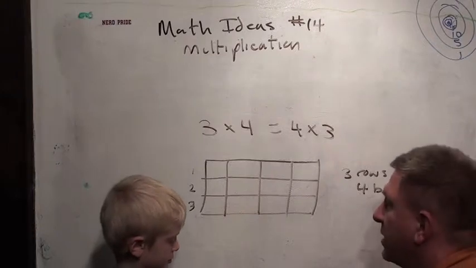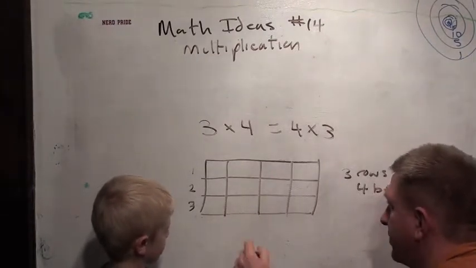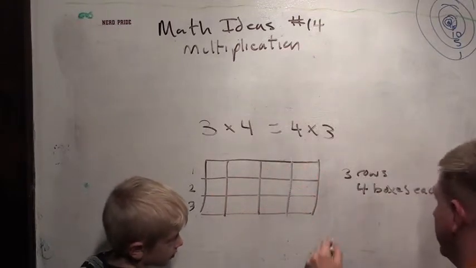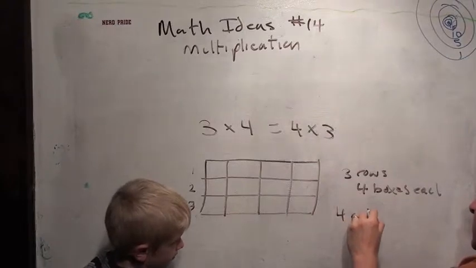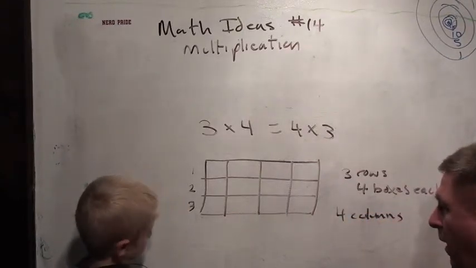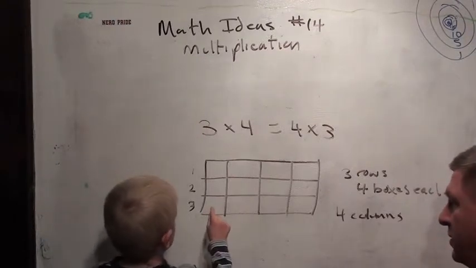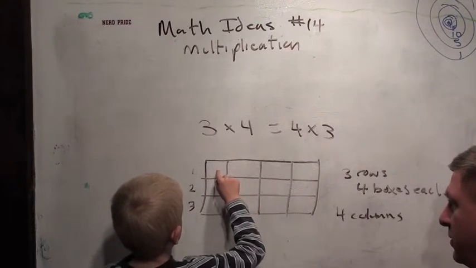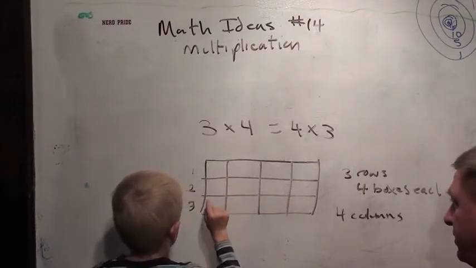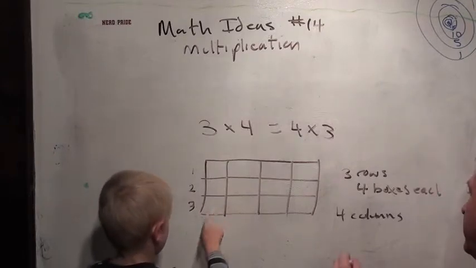Okay, how many columns are there? Columns go down like this. There's 4 columns. And how many boxes are in each column? Count them for me. 1, 2, 3, 4. Oh, that's a row. There's 4 boxes in a row. How many boxes are in each column? 3.